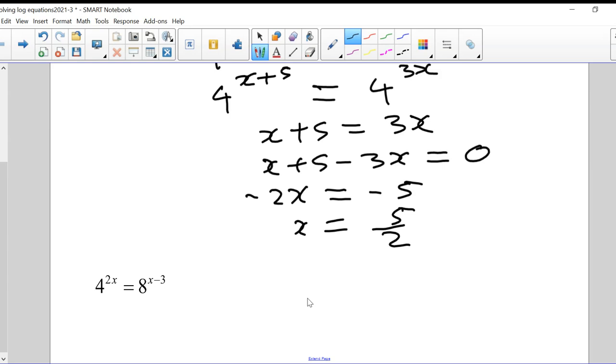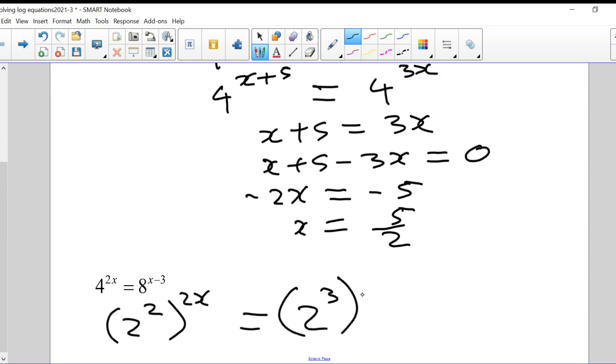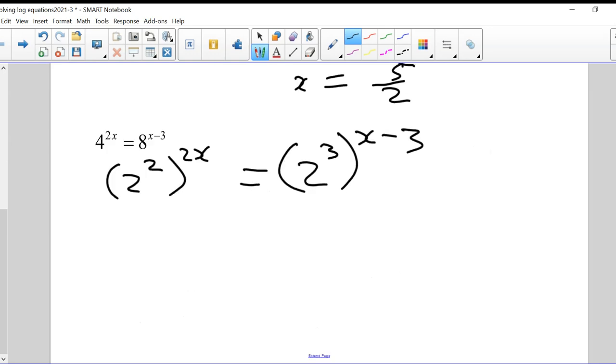We're going to say that that 4 can be written as 2 to the power of 2, still to the power of 2x. And that 8 can be written as 2 to the power of 3 to the power of x minus 3. Okay. Now let's use the same thing we just learned a few minutes ago, that if we have a power to another exponent, we just multiply those two exponents together. So it's 2 to the power of 4x is equal to 2 to the power, okay, that 3 gets multiplied by both the x and the minus 3. So that's 2 to the power of 3x minus 9.